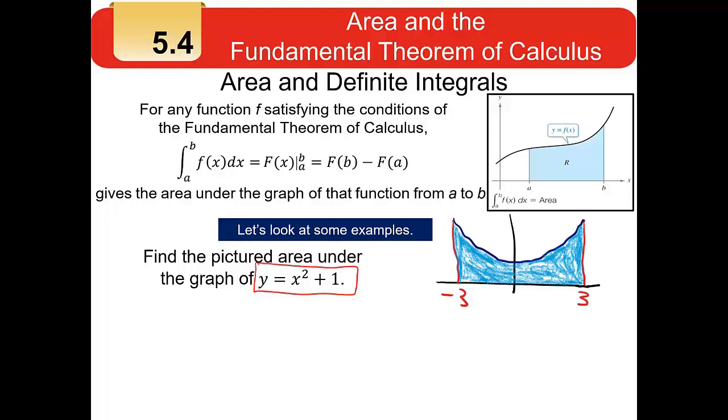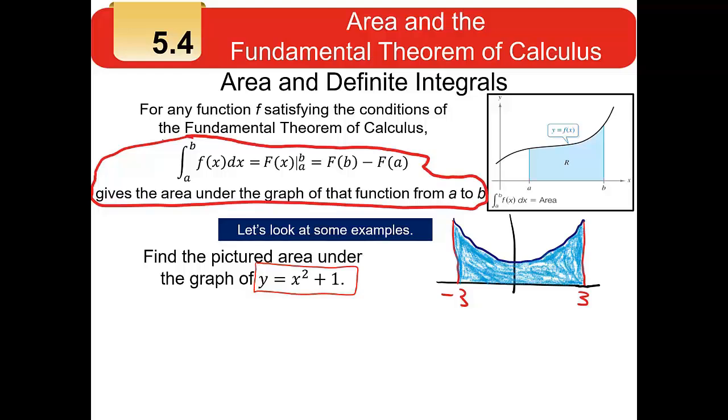Suppose I gave you y equals x squared plus 1. I drew a picture of it over here to the right, and I want to find the area from -3 to 3. Well, according to what I just said, all you have to do is use the fundamental theorem of calculus on it, and in this case a would be -3 and b would be +3, and do the antiderivative, which leads you to the definite integral. So I'm going to take the integral of x squared plus 1 evaluated from -3 to 3.